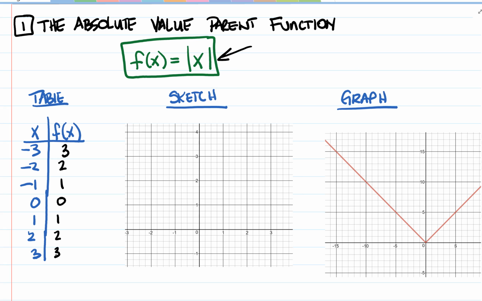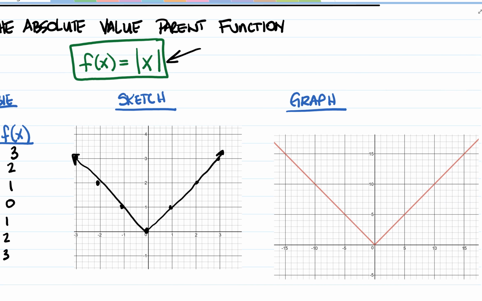If I take this table and make a sketch, at -3 I'd be up at 3, at -2 I'd be up at 2, at -1 I'd be up at 1, at 0 I'd be at 0, then 1, 1, 2, 2, 3, 3, and so on. If I connected all of these dots with a line that went on forever, I would get the nice graph I've got for you here, which is a good representation of the absolute value.